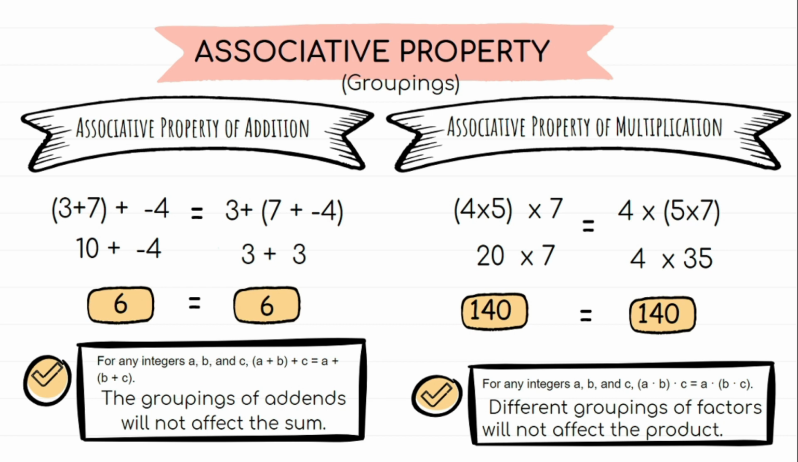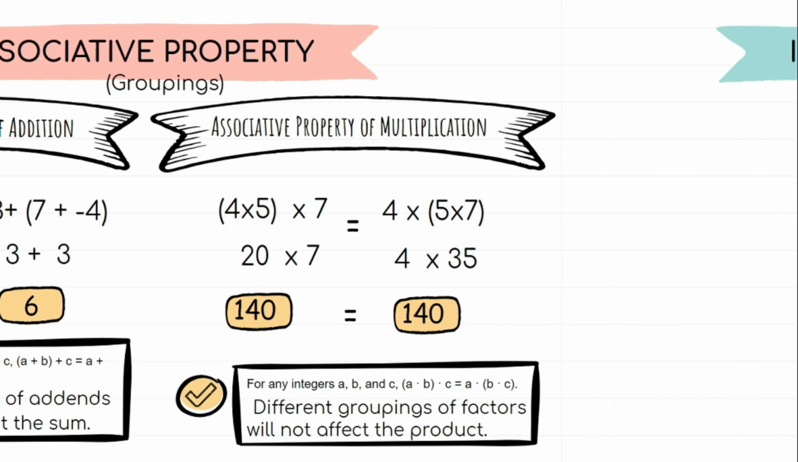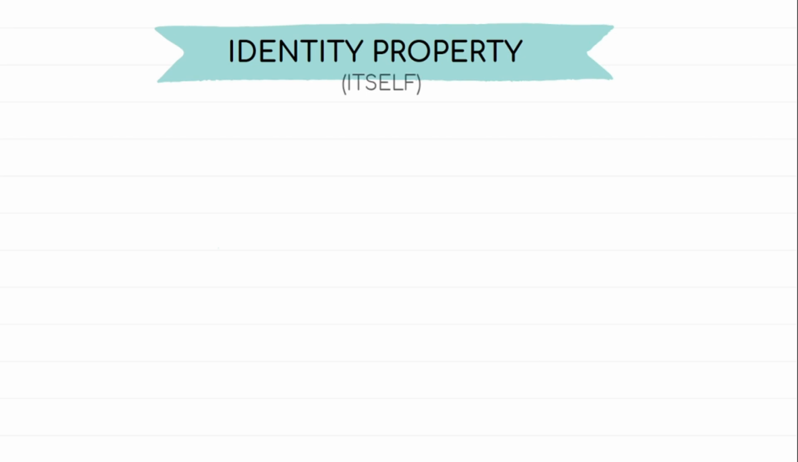Okay? Ulit, commutative property, yung kanina, meron tayo yung order. Ito namang associative property ay groupings. Kahit baguhin natin yung groupings ng ating addends or ng factors, hindi mababago yung sagot. So, ngayon, meron naman tayong identity property.